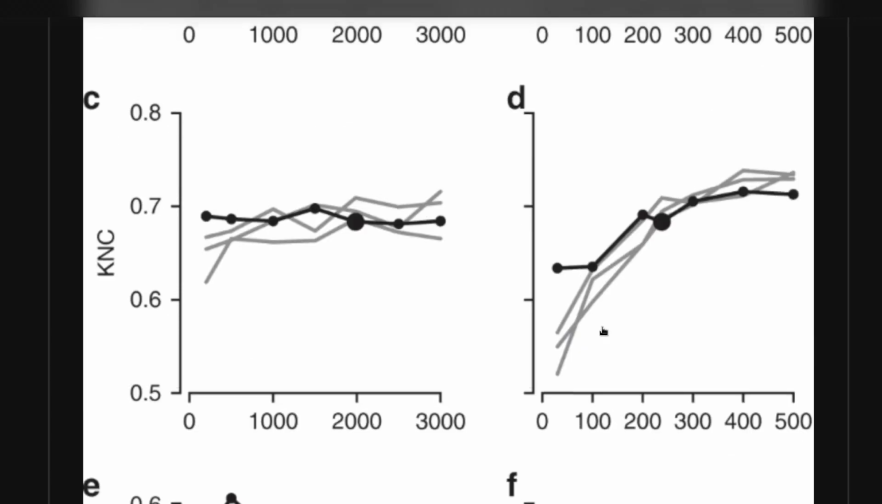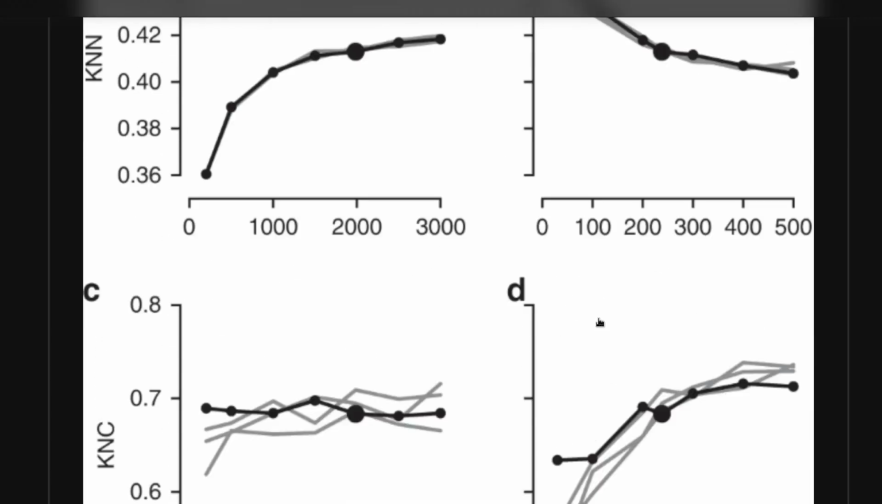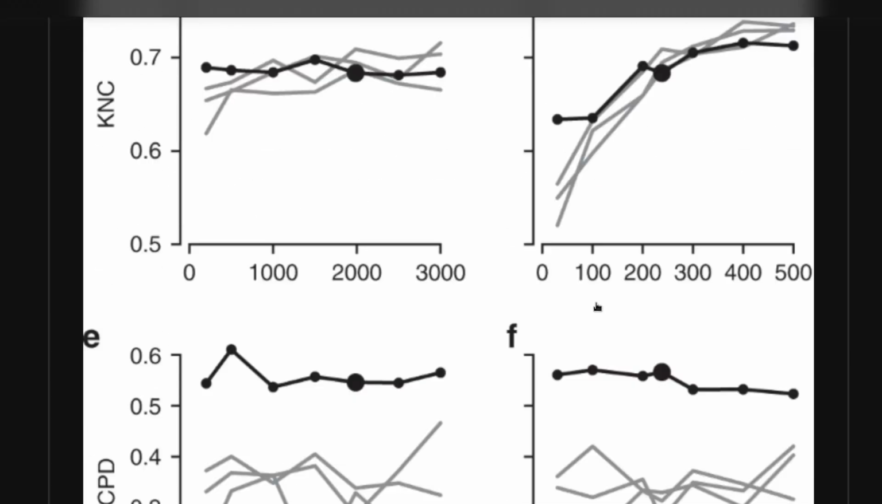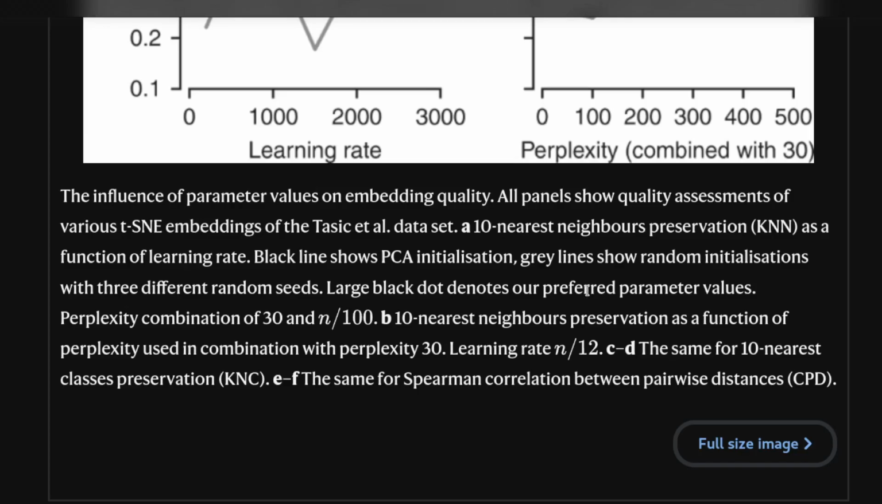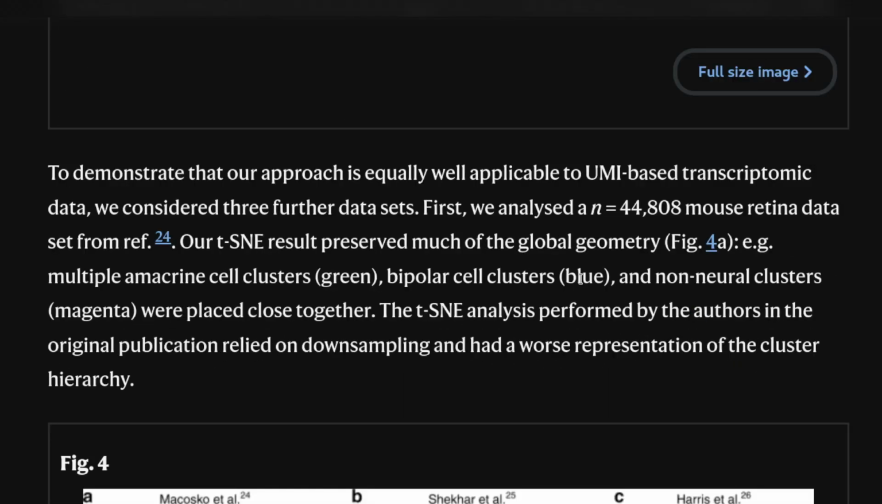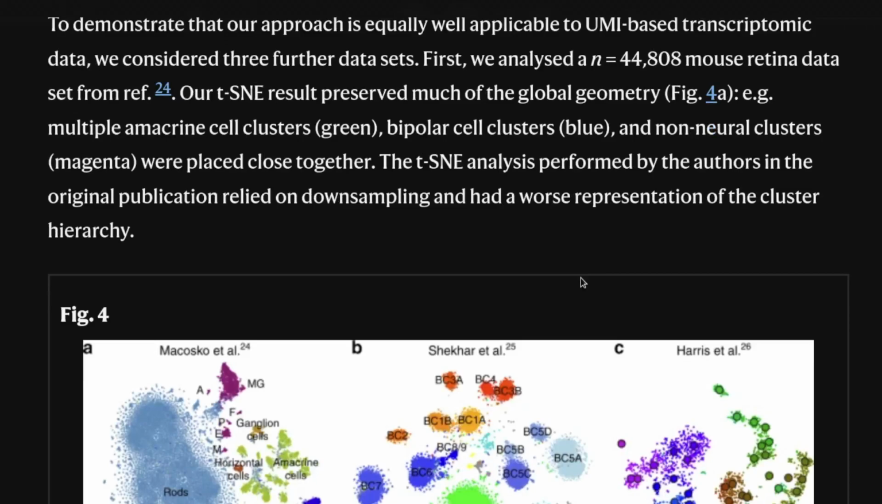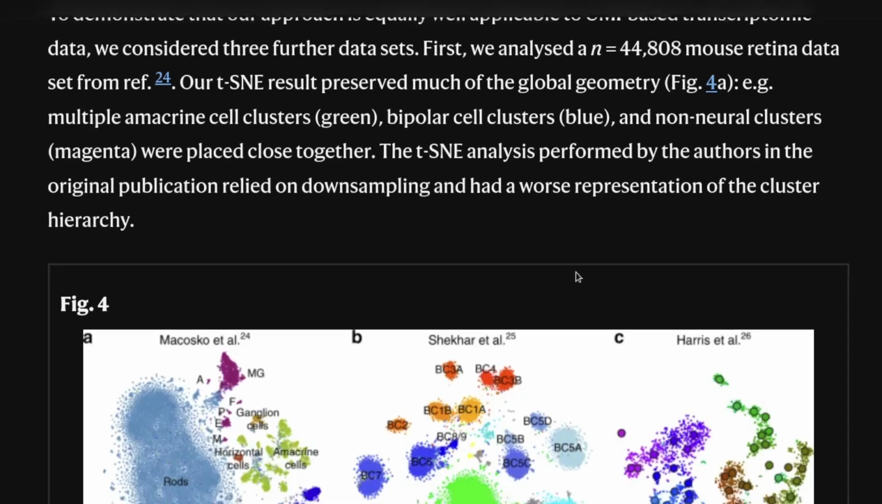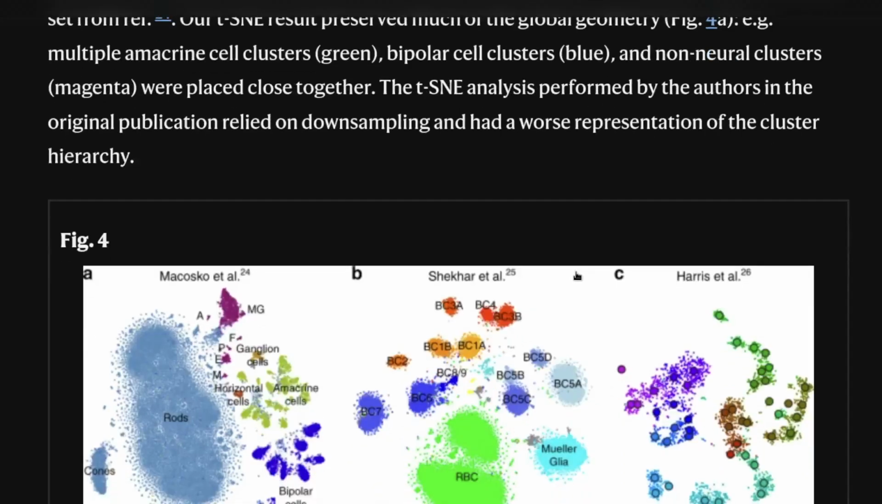Full-size image. To demonstrate that our approach is equally well applicable to UMI-based transcriptomic data, we considered 3 further datasets. First, we analyzed the N equals 44,808 mouse retina data set from Ref 24. Our t-SNE result preserved much of the global geometry, Figure 4a. For example, multiple amacrin cell clusters, green, bipolar cell clusters, blue, and non-neural clusters, magenta, were placed close together. The t-SNE analysis performed by the authors in the original publication relied on downsampling and had a worse representation of the cluster hierarchy.